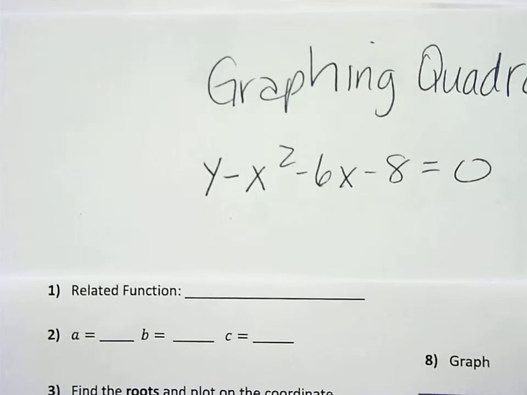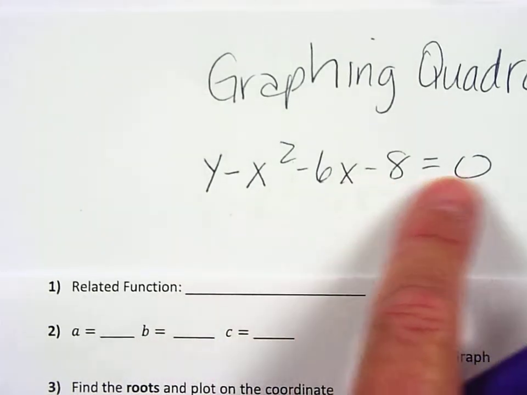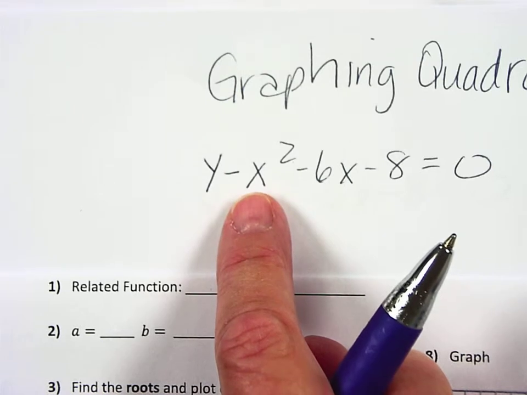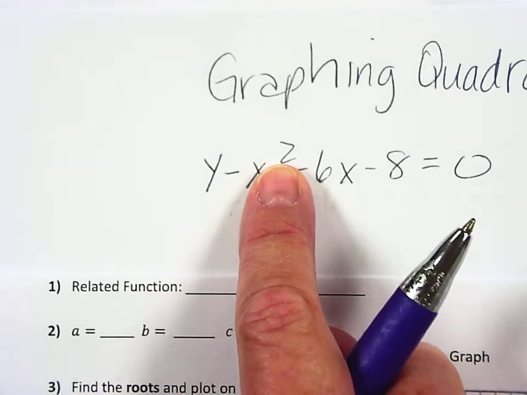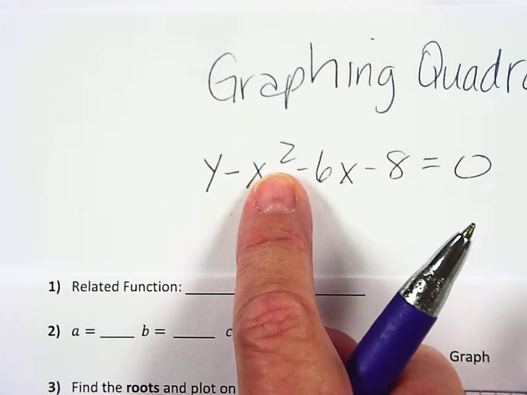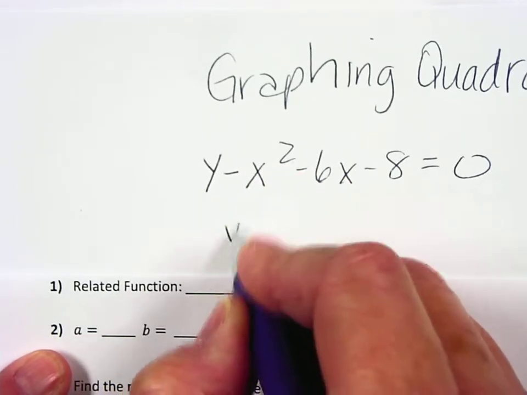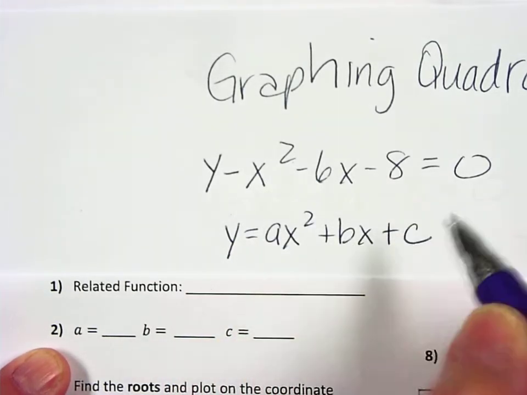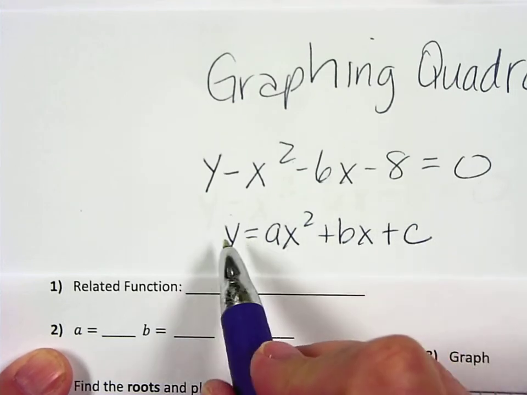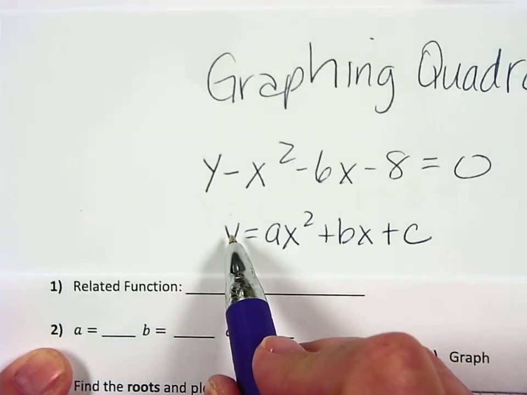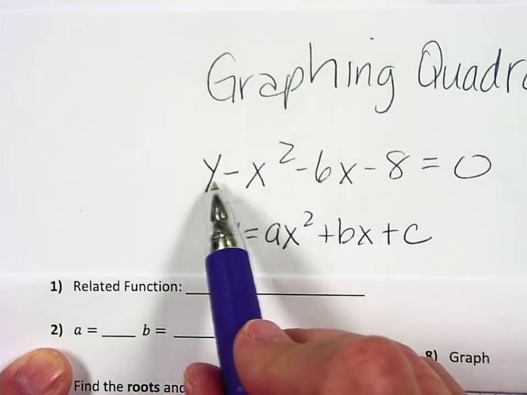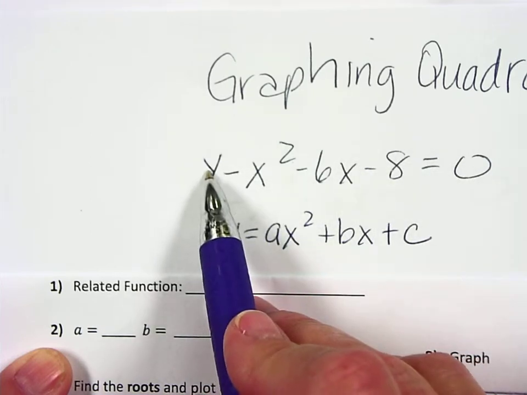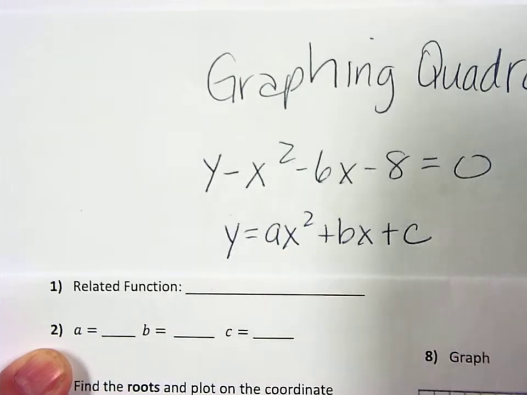If I ask you to graph this equation right here, or this function, this is a quadratic equation because its highest exponent is a 2, but it's not in standard form. Standard form looks like this. When a quadratic equation is in standard form, the y is on one side of the equation all by itself. So what I have to do in this particular equation before I start is put it in standard form. So I need to get y isolated, and I need it to be a positive y.